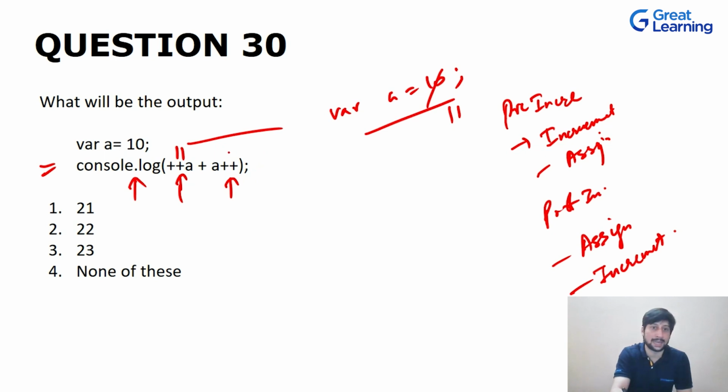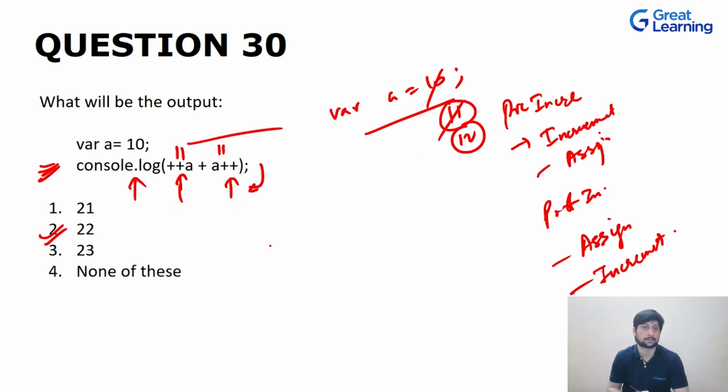So the value that will be assigned is this, which is nothing but 11, the current value. So when we try to print it, the output will be 22, 11 plus 11. But when you check the value of a over here, it will be 12 in the next statement, because of the post increment.